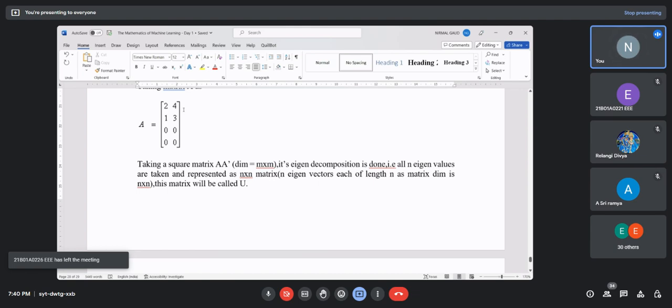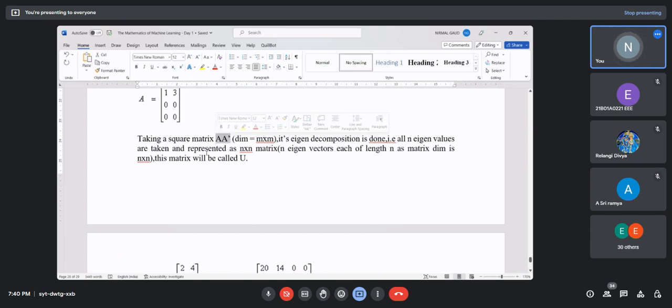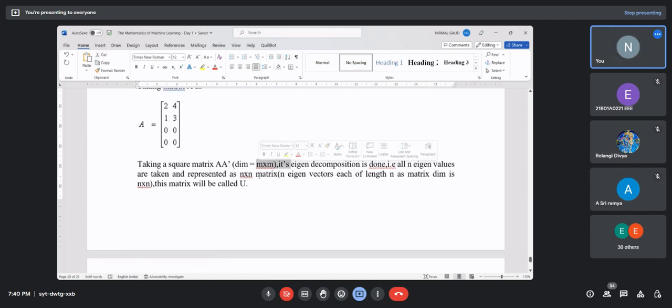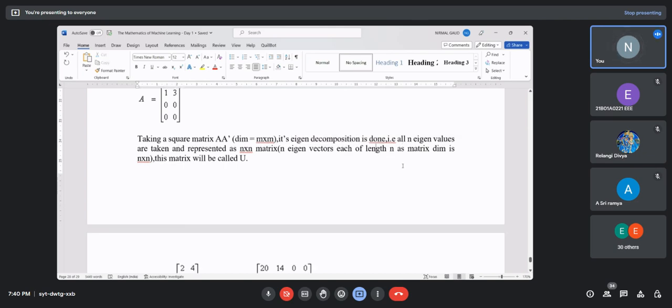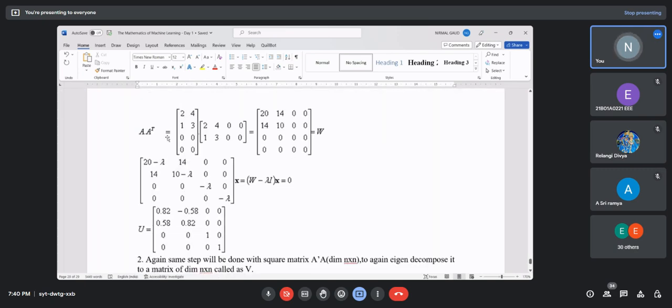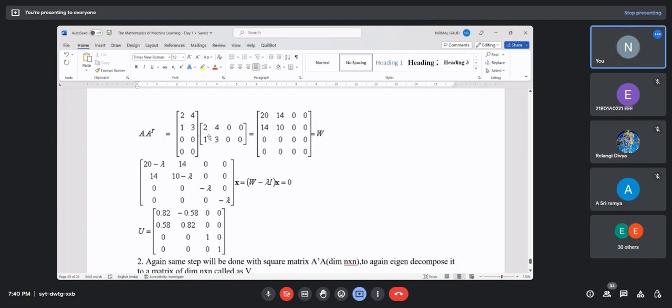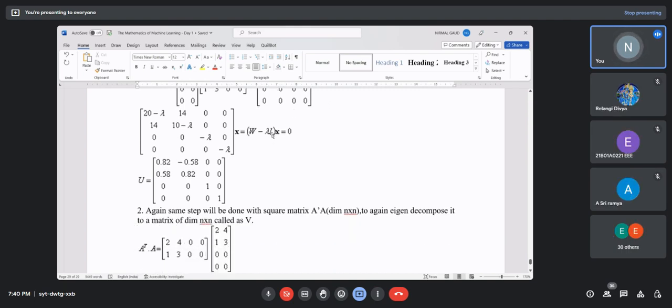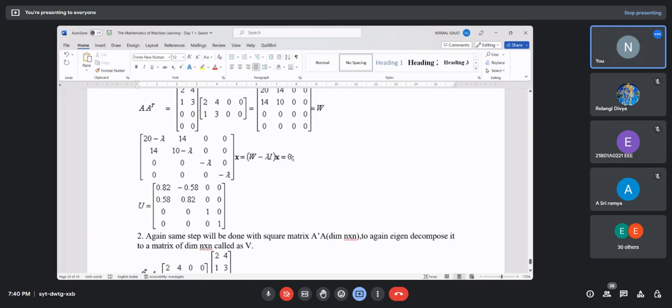So take a matrix A: 2, 4, 1, 3, 0, 0, 0, 0. Taking a square matrix A dash, its eigen decomposition is done, that is, all n eigenvalues are taken. You multiply A into A transpose, and you get another matrix, W. Then you find the eigenvalues of it. Just calculate the eigenvalues of it.